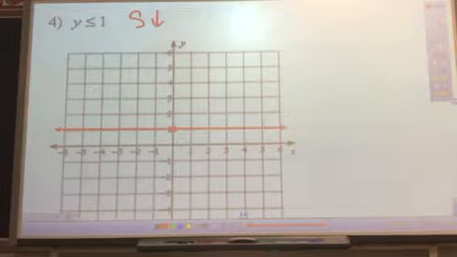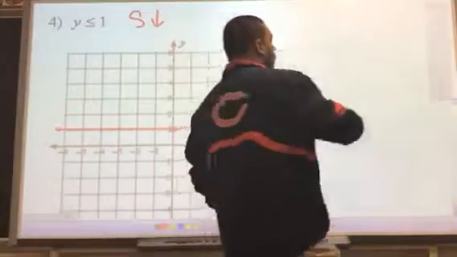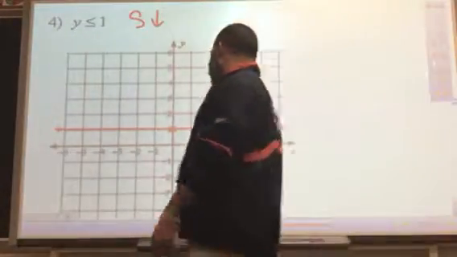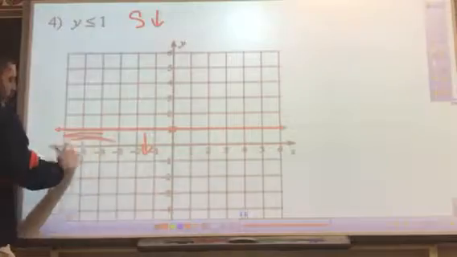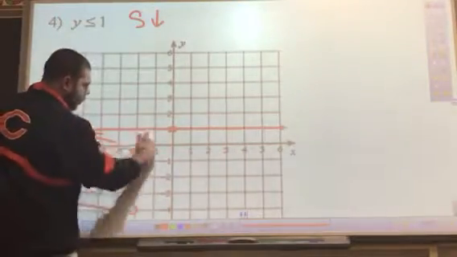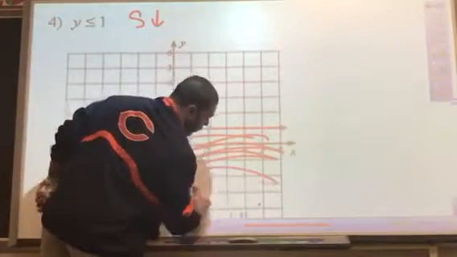Okay, so if it only has a y, remember that's our zero slope. Need to do my shading. Okay, shade down. So everything below that is a solution.